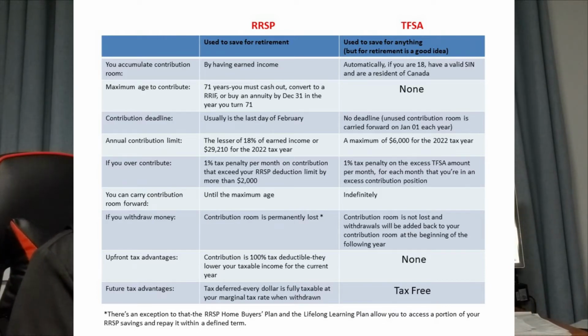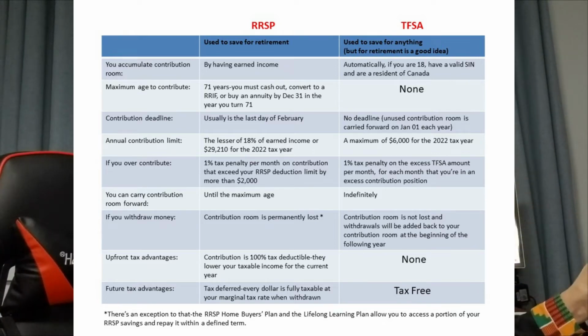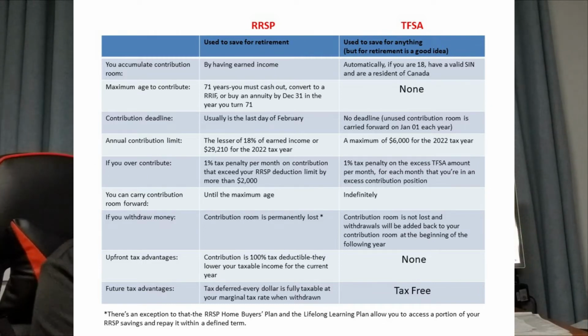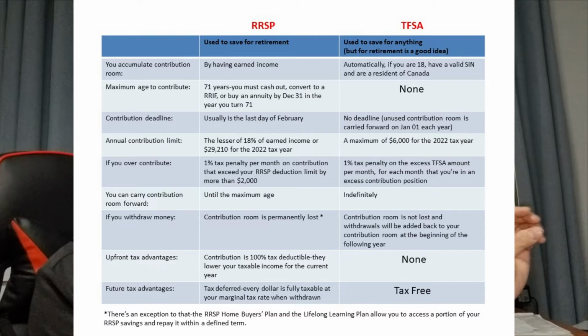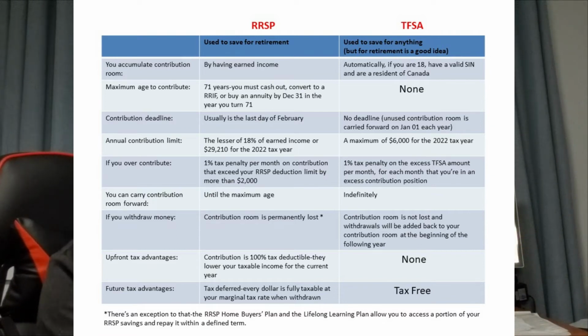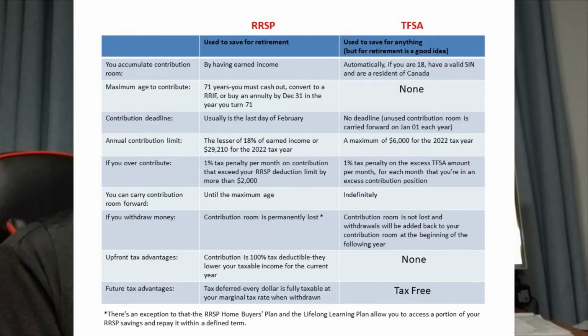Okay, if you withdraw your money, this is something a little different than the RSP. If you withdraw money this year from TFSA, say if you withdraw $5,000, and then next year, this $5,000 will be added to your contribution room for next year. That means next year you're allowed to contribute $5,000 more because you have withdrawn $5,000 this year. Oh, this is something very unique.